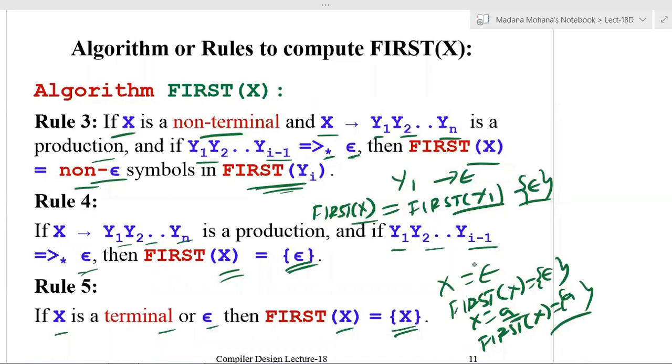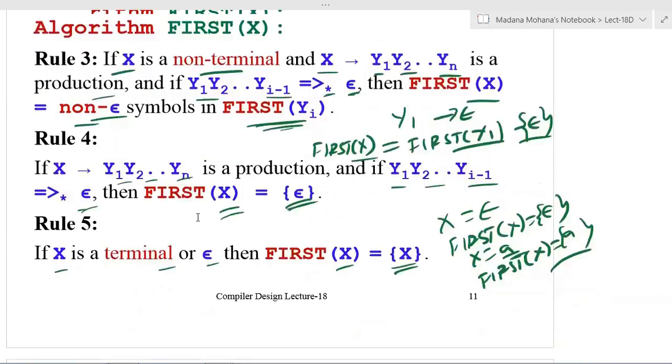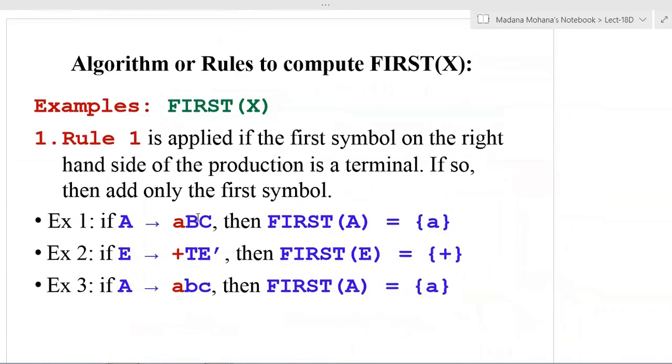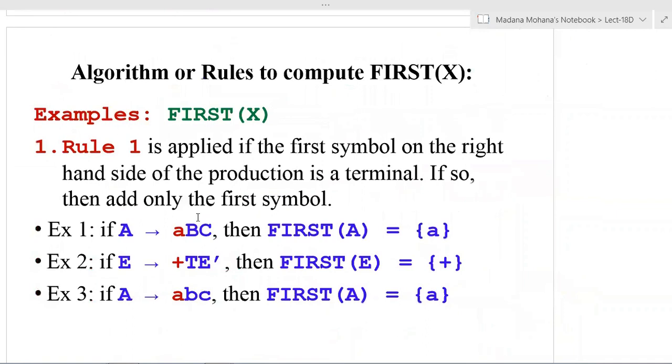So now, using these 5 rules, only for rule 3 and rule 4 do we have to concentrate, when the derivation contains a variable at the start. Otherwise, if the right hand side of the derivation starts with null or a terminal, directly you can take the terminal values as the first values of the variable on the left hand side. Now, rule wise, let us see some examples to compute first values as per the previous algorithm.